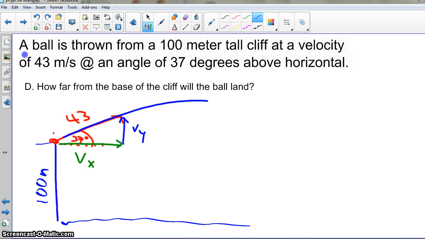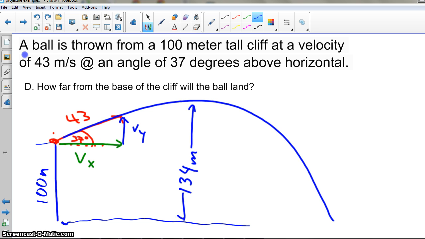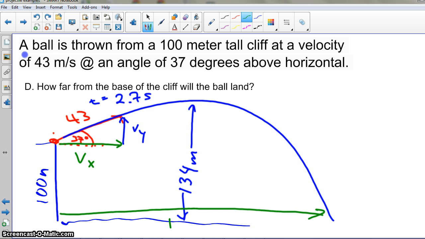We know that it goes up this high and then lands here. And we know that this height is, what did we say, 134 meters? And we even calculated the time it took to go up. What was that? The 2.7. So we've done a lot of the groundwork here. So how in the world can we find, and let's draw it, this? How can we find that?